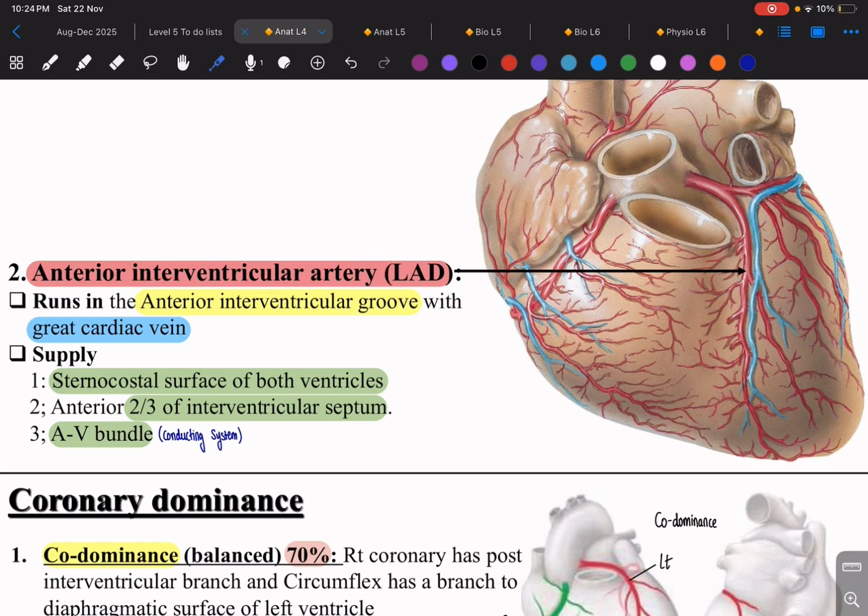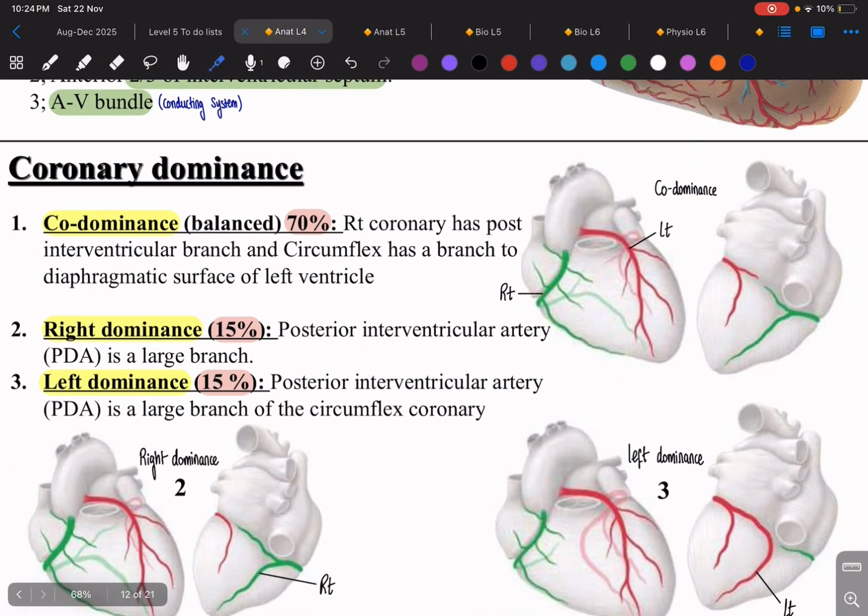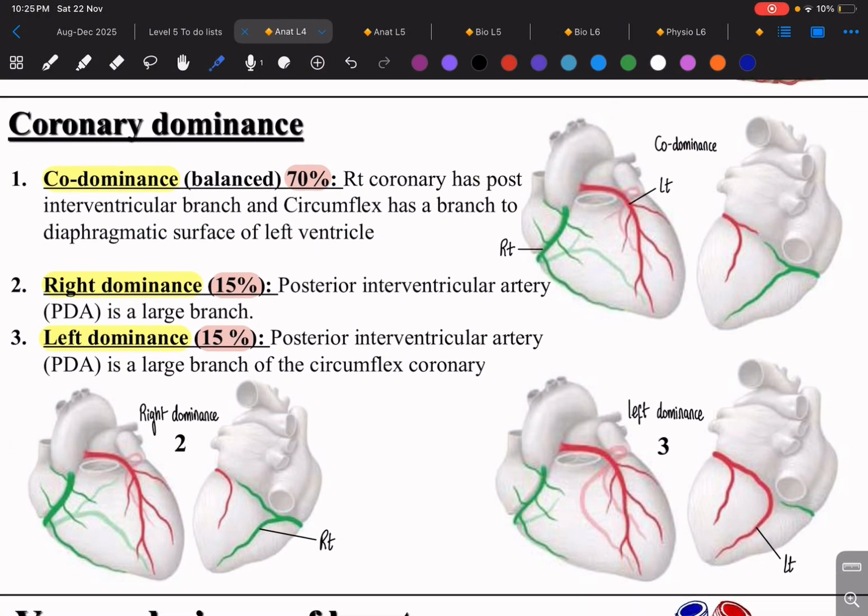Now let's see coronary dominance. What does coronary dominance mean? It's where the coronary artery is dominant, or where it's found the most. In general, 70% of people have co-dominance of the coronary arteries. What does co-dominance mean? They're equal, the right and the left are the same. Here we can see the left in red and the right in green. So co-dominance is found in 70% of people.